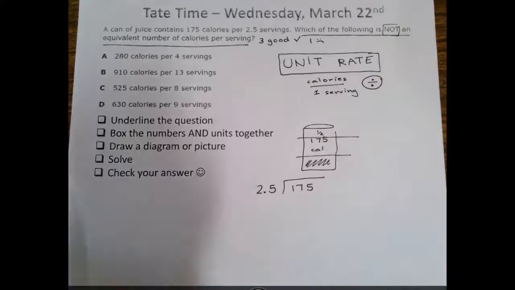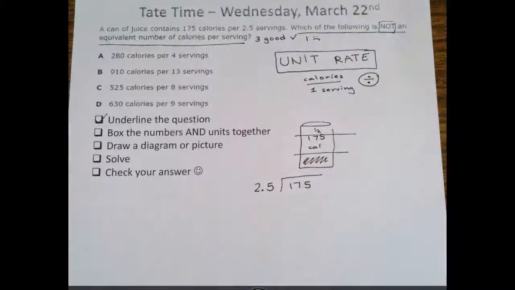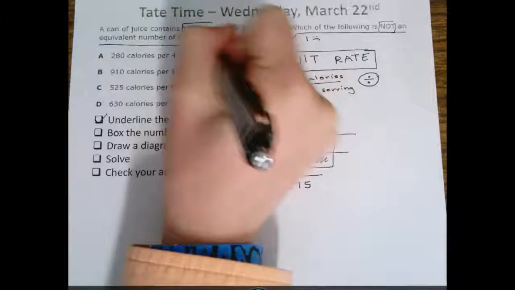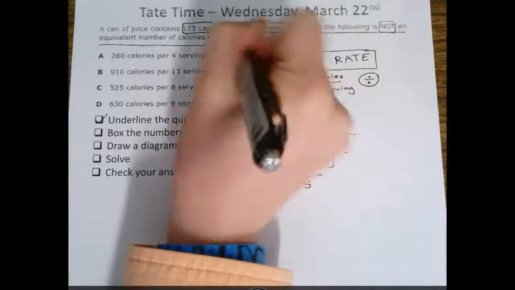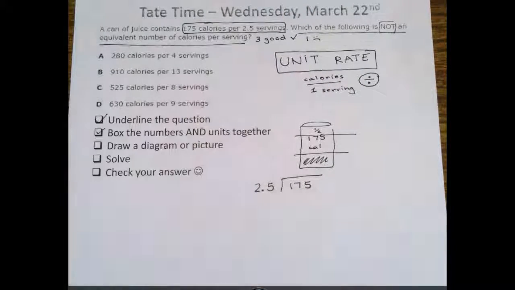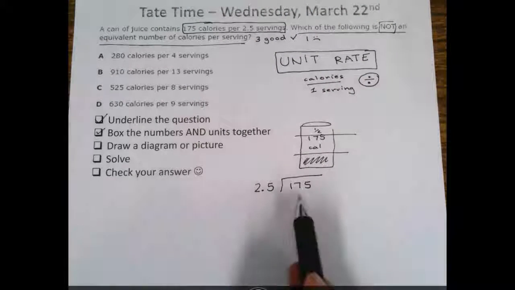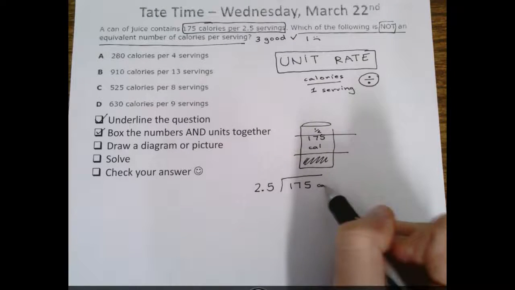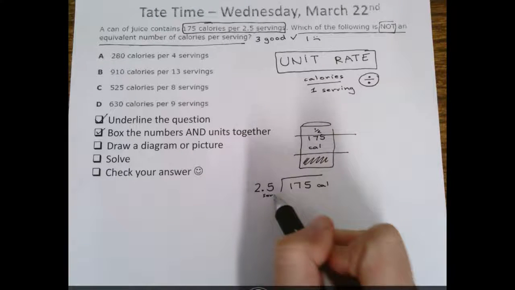I'm getting a little ahead of myself. I did underline the question. I should box the numbers. There's only really 2 in this problem to help us figure out our unit rate. And now we're drawing it out. So what I'm doing right now is I'm taking the total calories and I'm dividing it by the servings.